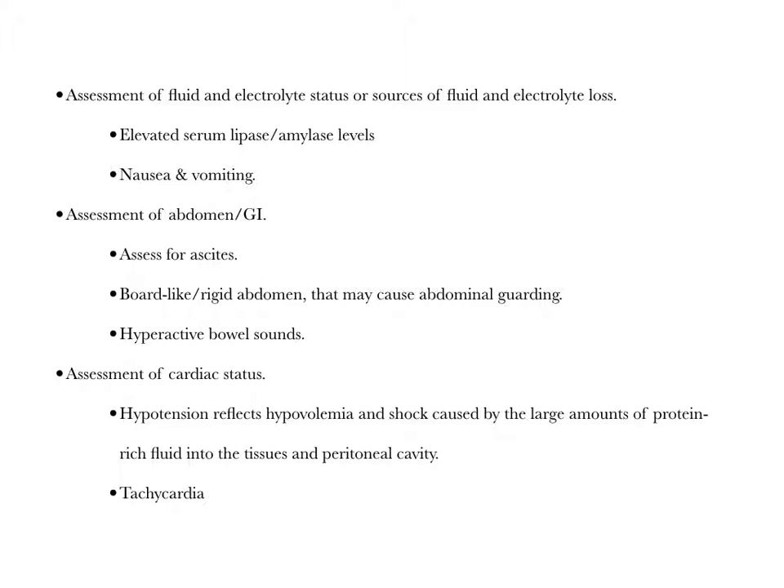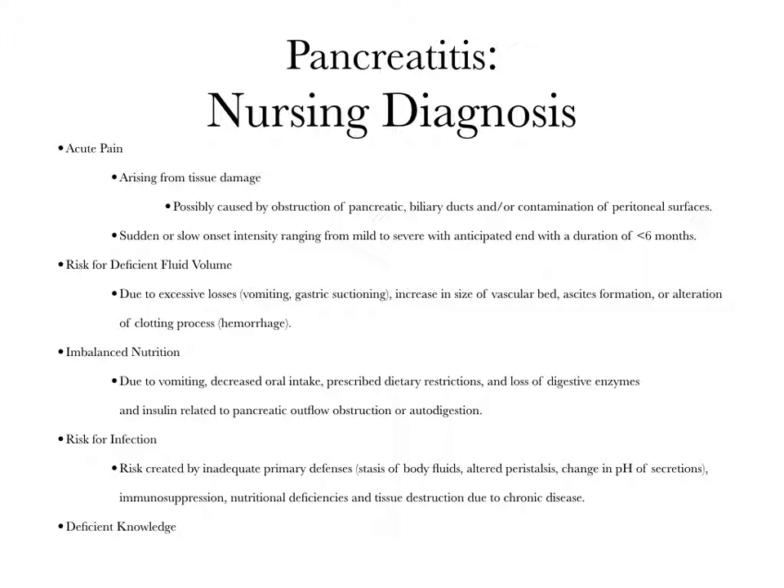Cardiac status is going to include tachycardia and hypotension. If those are found in a pancreatic patient, it could reflect hypovolemia, and shock is a risk, which is life-threatening. So typical diagnoses for pancreatitis include acute pain, risk for deficient fluid volume, imbalanced nutrition, risk for infection, deficient knowledge, ineffective breathing patterns, and imbalanced nutrition, less than body requirements.